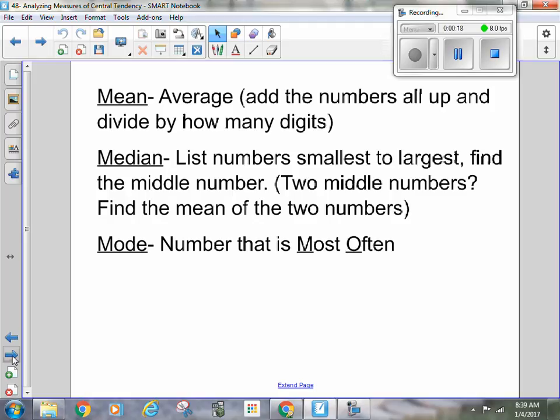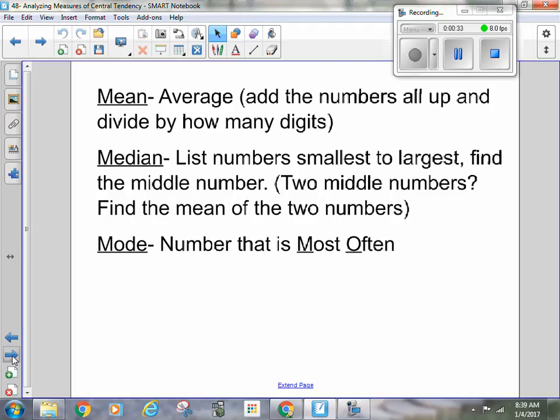We've done these before. Mean is the average, which you add up all your numbers and divide by how many digits you have. Median, list your numbers smallest to largest, find the middle number. If you have two middle numbers, find the mean of those two.